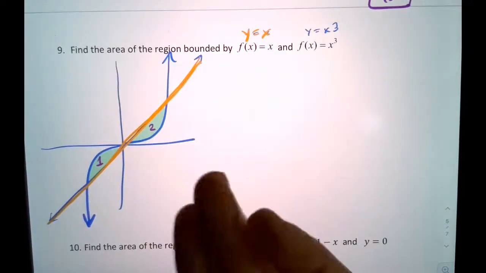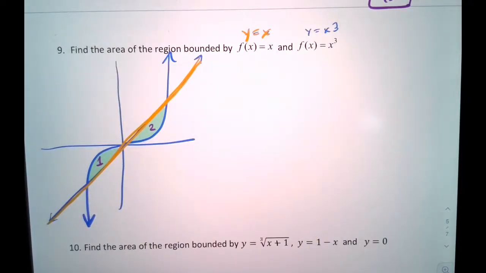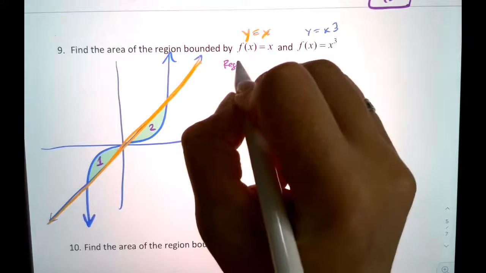I mean, these are two odd functions. Those two regions are the same. This is symmetric. You can use symmetry here. So I'll set them up independently, just like we did before, region 1, region 2.